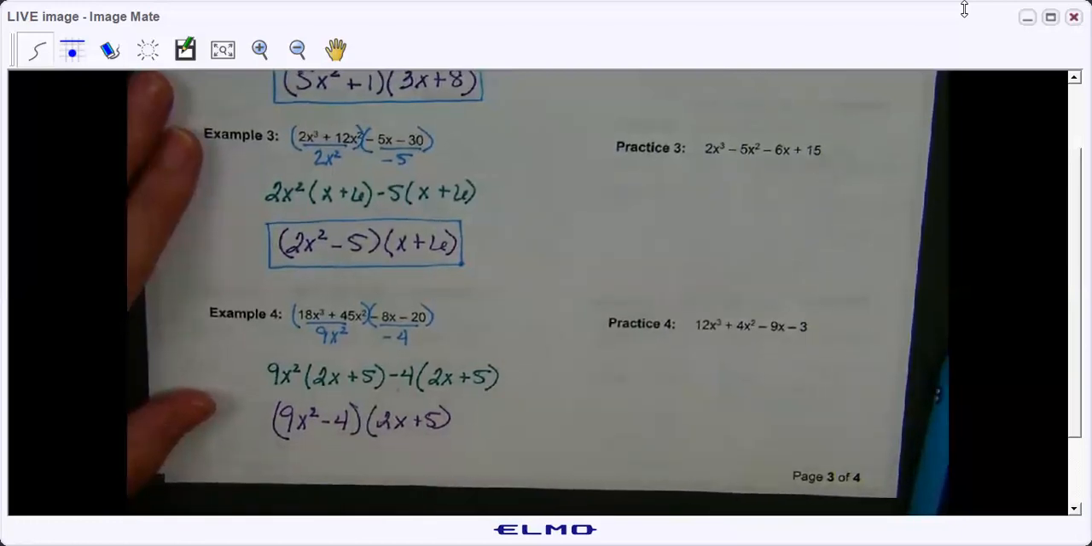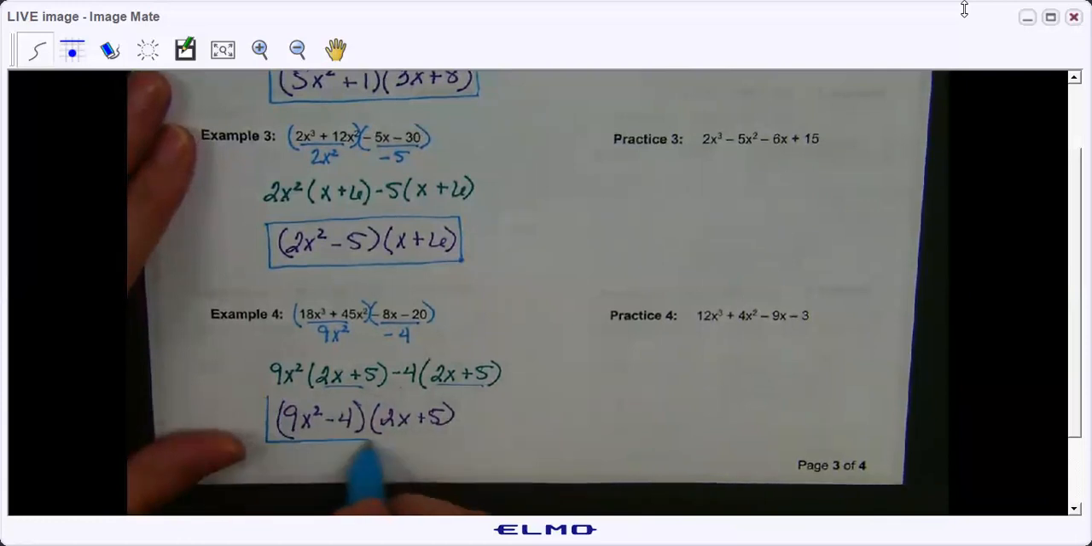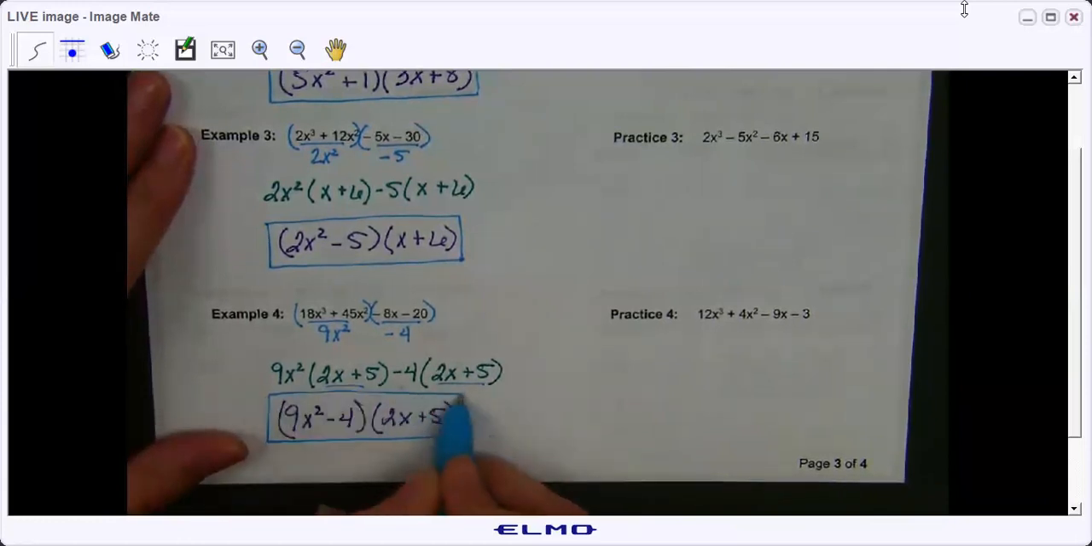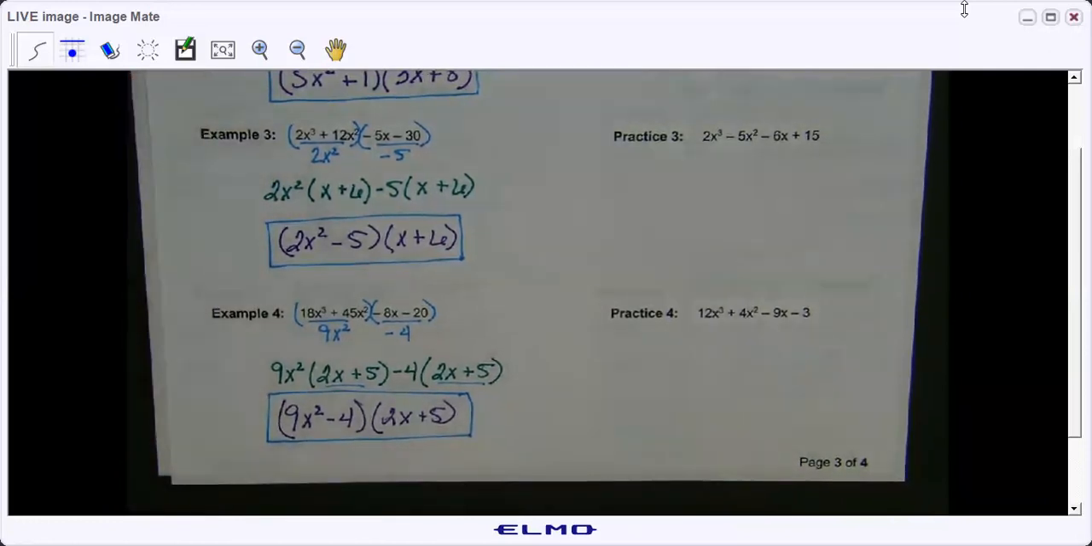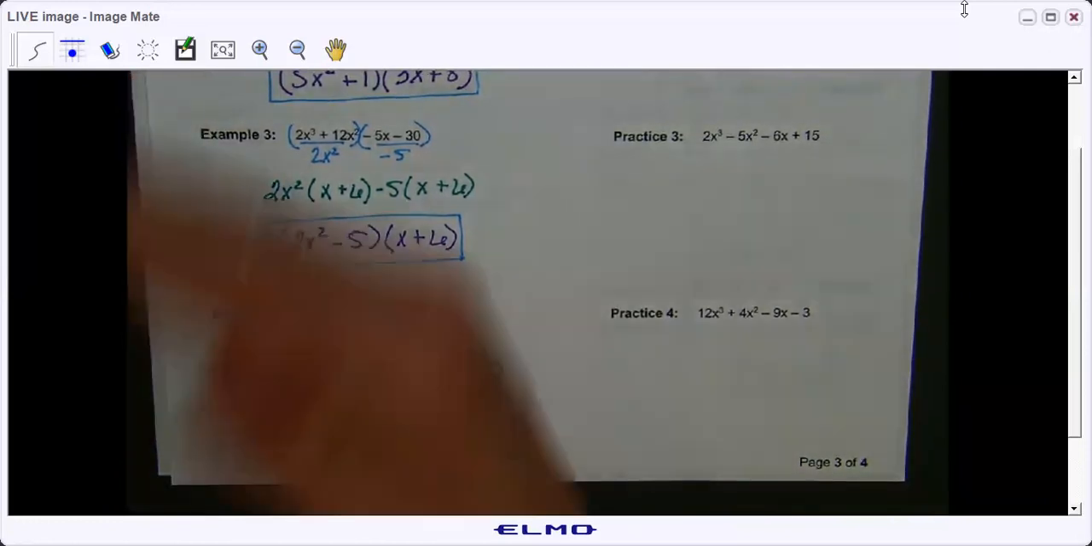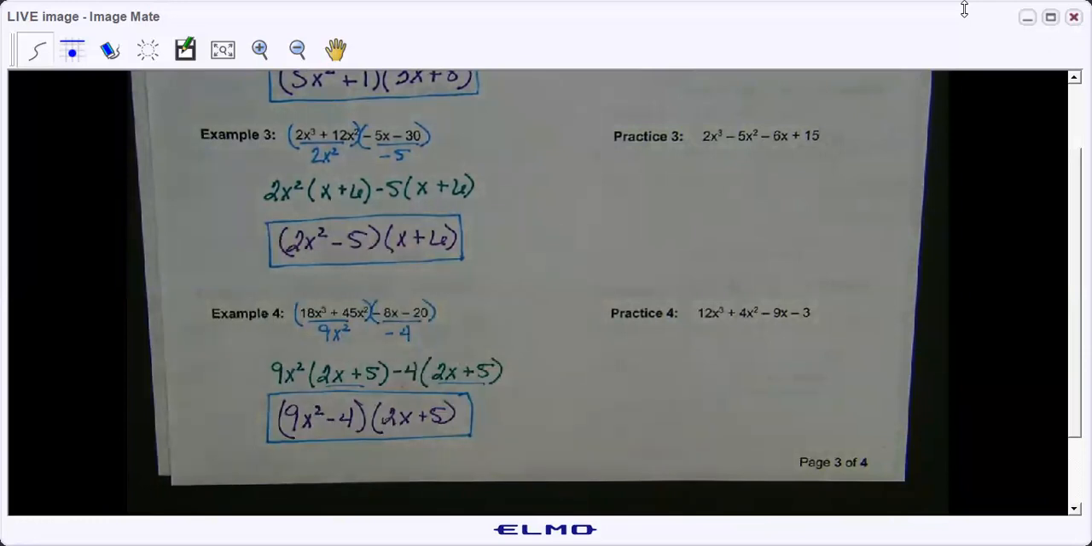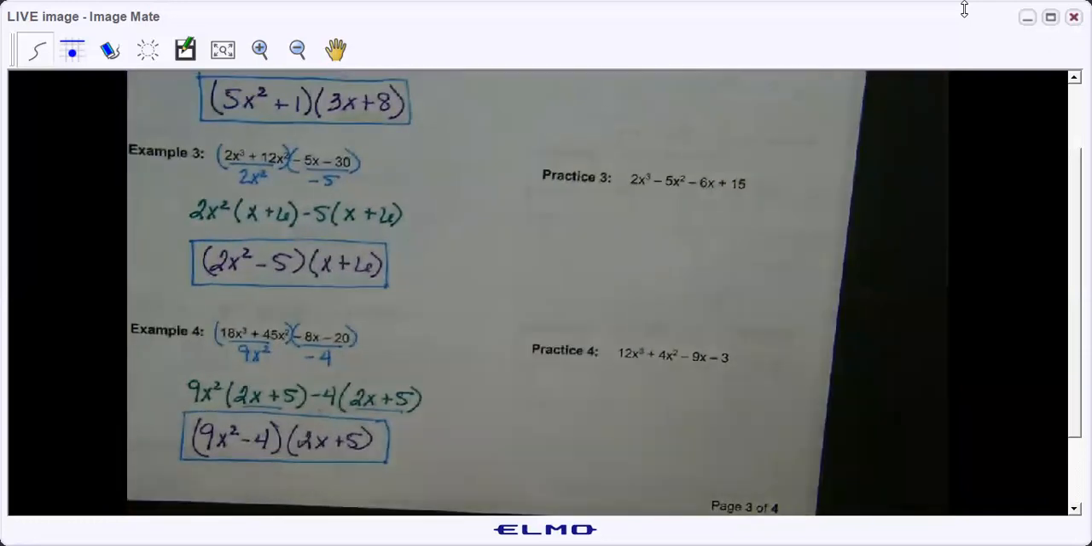If for some reason these numbers right here don't end up the same, then you may have done something wrong and you want to go back and check your work. If you didn't do anything wrong, that just means it can't be factored any further that way. All right, so that's how you do these. I'm going to go ahead and pause the video, give you time to work on practice 1 through practice 4, and then we'll check the answers.